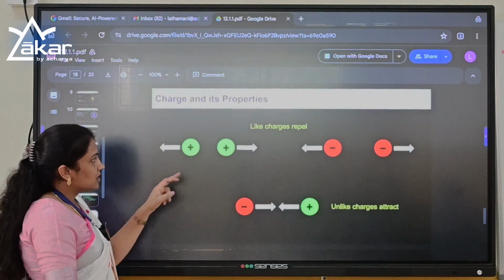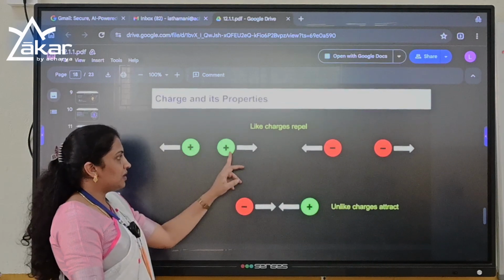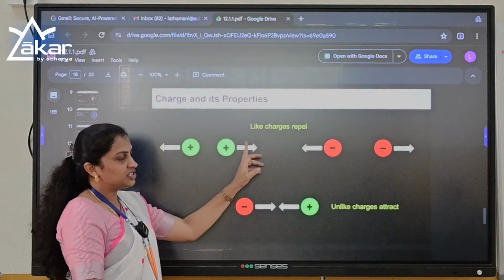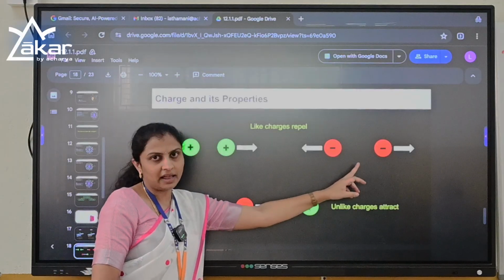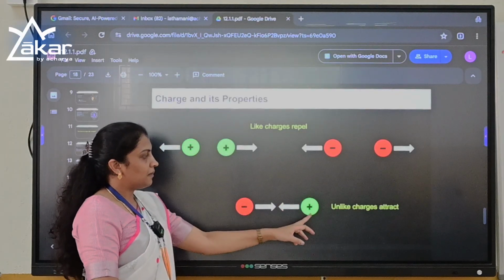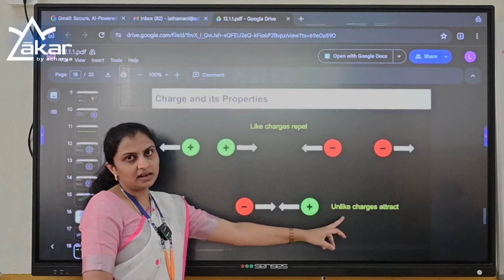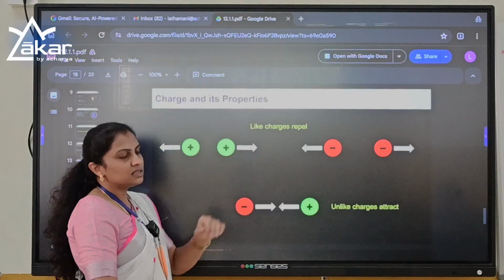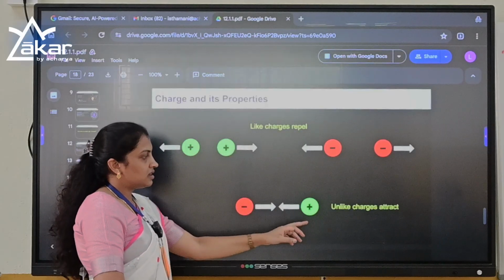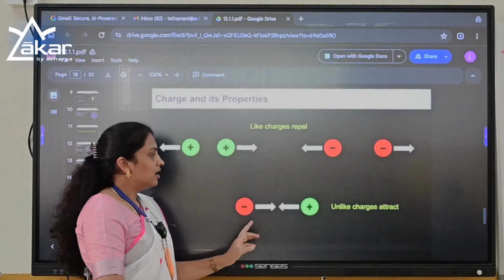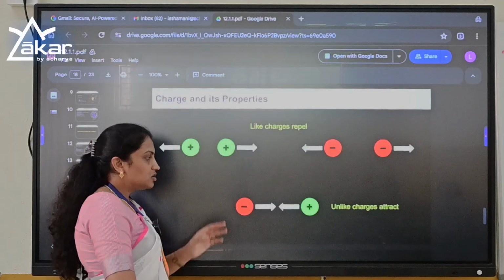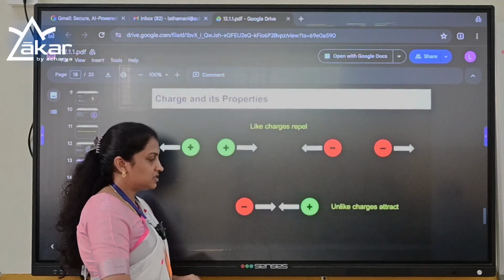You can see a sign plus plus, like charges; minus minus, like charges; plus minus or minus plus, unlike charges. So like charges repel, unlike charges attract. This is the first property of charge.